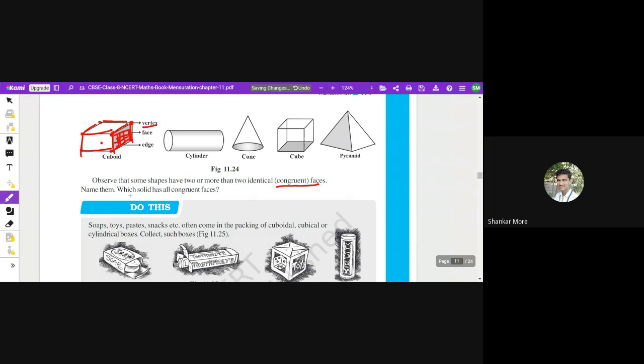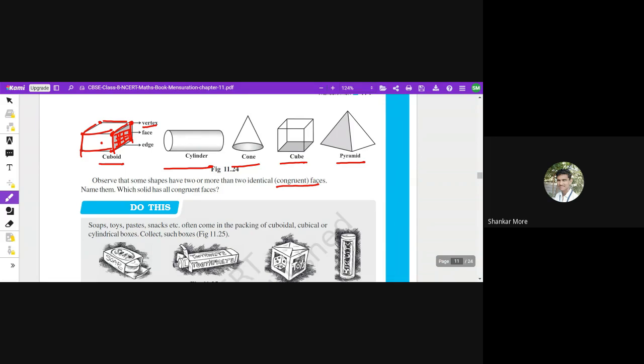Name them. Which solid has congruent faces? So we have five solids here, right? Does cuboid have some congruent faces, cylinder, cube, pyramid, or cone? Please tell me in the chat box. Okay, let me just make it simple for you. In which do congruent faces not exist? Congruent faces mean exactly the same faces, more than one. In which do they exist?